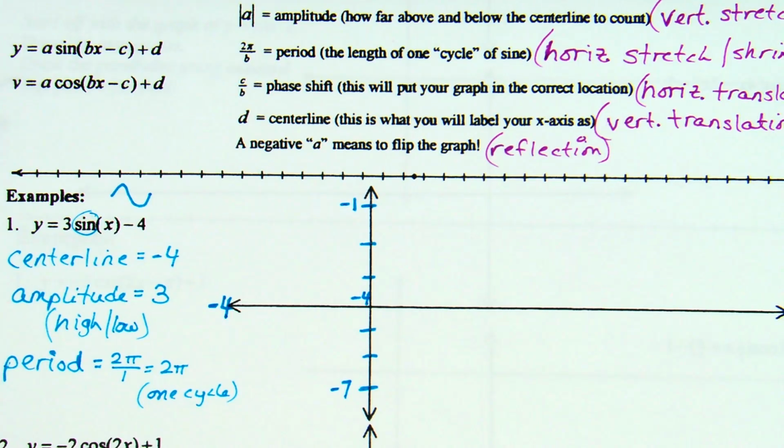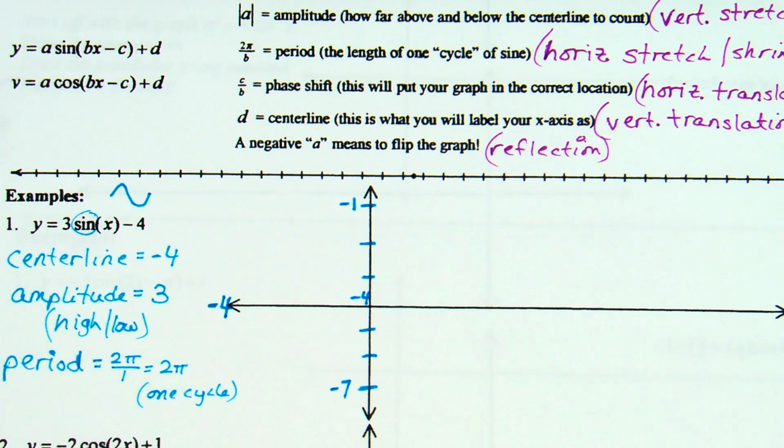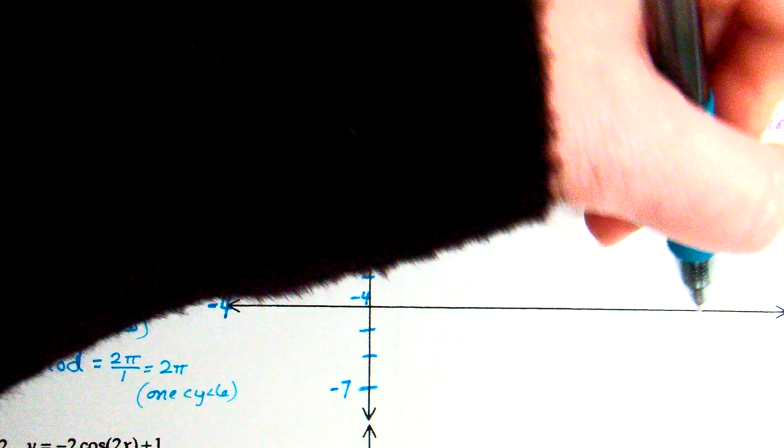Okay, you can technically keep going and draw more, but the minimum requirement is to draw one cycle. So 1 cycle is 2 pi. That means I'm going to need to label my graph from 0 to 2 pi. When I label this, what I tend to do is use a lot of my graph, and I start out and work my way in.